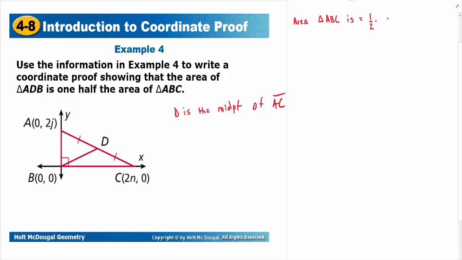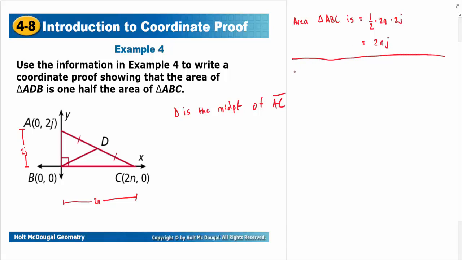So 1/2 base. Well, what's the base? Well, the base is the length from here to here. Now if you look here, I'm going from 0 to 2n. So that length is 2n. That's how far I'm going. So that's my base. It's 2n. My height, I'm going from 0 to 2j. So that height is 2j. So this ends up equaling half of 2 is 1. So I have n times j, so 2nj. That is going to be my area of triangle ABC.